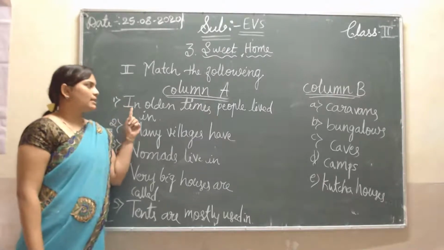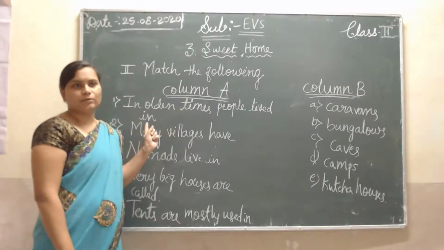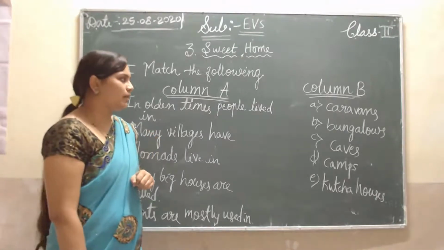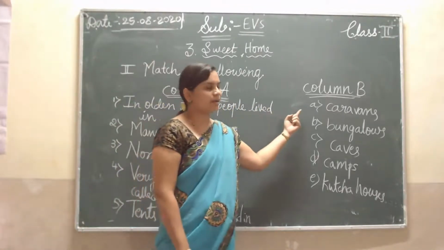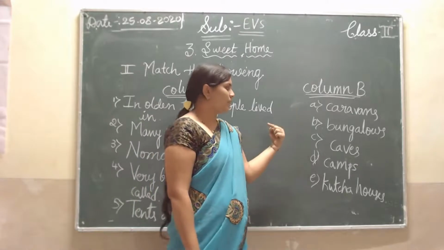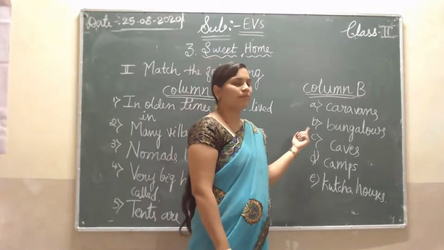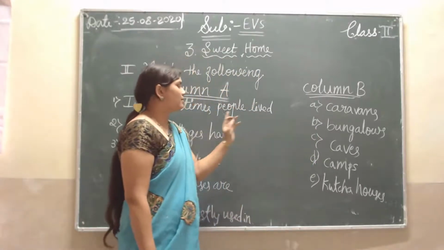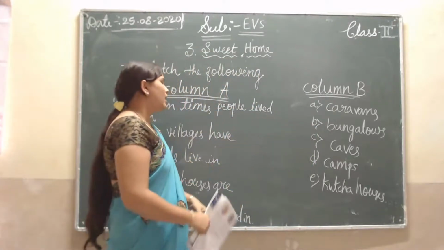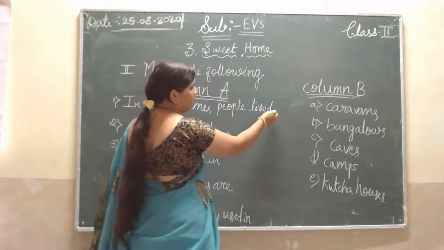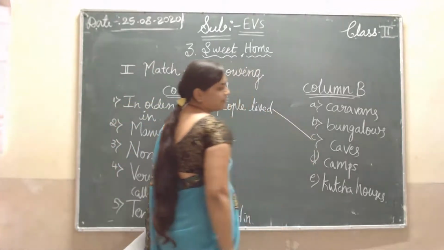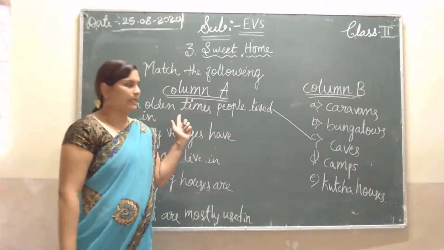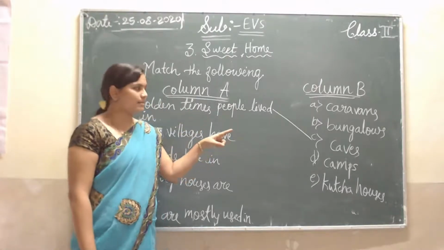First is that in olden times people lived in. Where did the olden times people live? They lived in caravans? No. Tell me students, where do they live? They live in caves. The answer is C. So we should match the first one to C. In olden times, people lived in caves, isn't it?